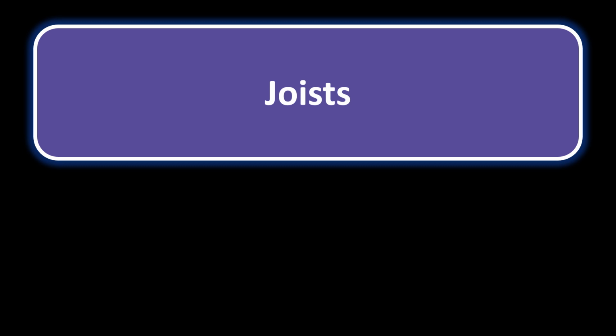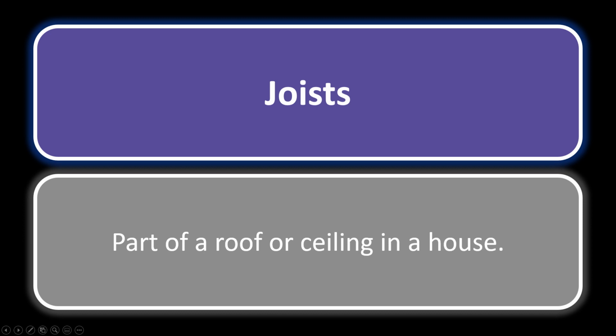Joists. Joist. What is a joist? You should be thinking of those structural members, either usually of wood or maybe of steel, that help support the house, and they're usually in a parallel format, either in the flooring or in the ceiling. So part of a roof or ceiling in a house. It's really all you need to know about it, but you can look it up more if you want.